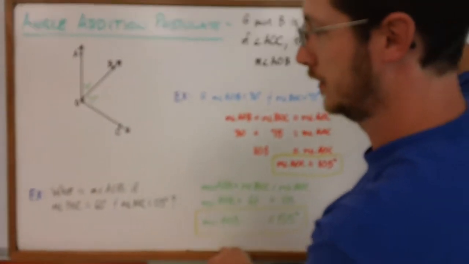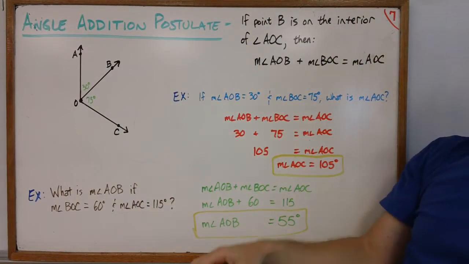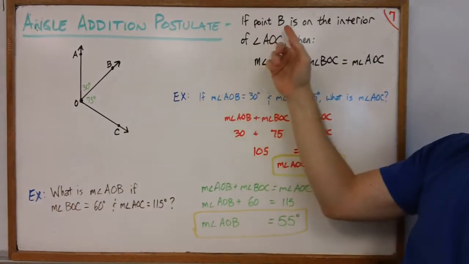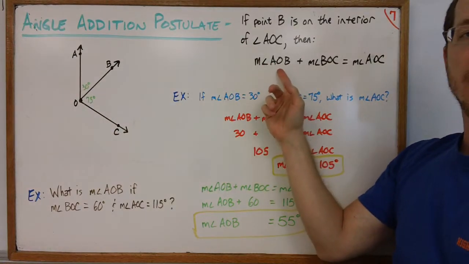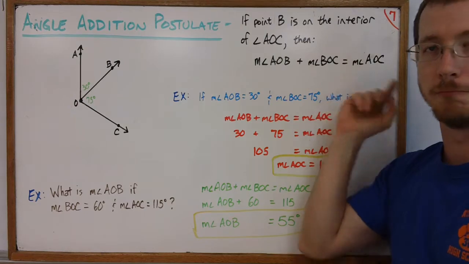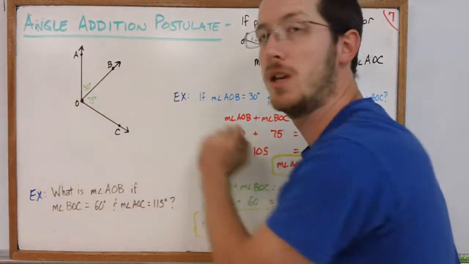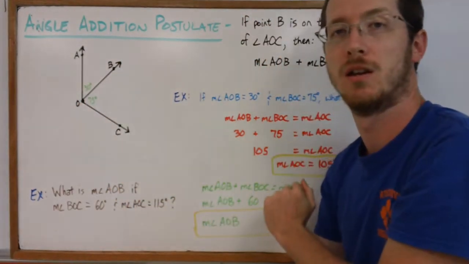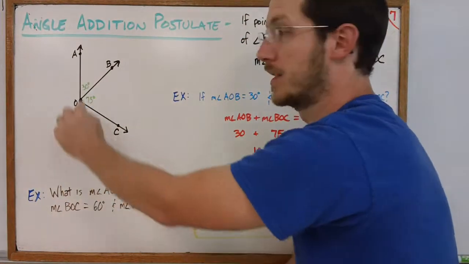And lastly, the angle addition postulate. Okay, it says, real similar to the segment addition postulate but for angles, that if point B is on the interior of angle AOC, then the measure of angle AOB plus the measure of angle BOC equals the measure of angle AOC. So this postulate just says, if you take this angle here, AOB, and you add it to the measure of this angle here, BOC, then what you're going to get is the measure of this big angle here on the outside, angle AOC.